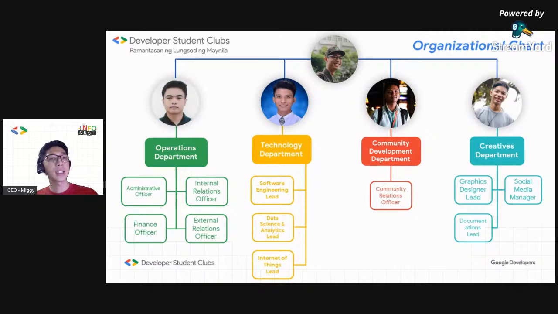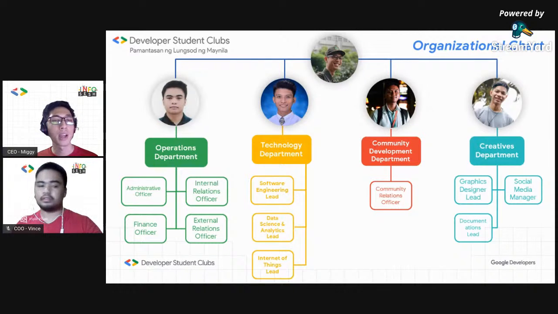And of course, inside DSC, there are different departments that you could join later on. These departments have their own specific work and workings in our organization. So we would have our officers discuss each of the departments for you to understand how they operate. Basically, the four of them are technically the officers for their own respective departments. So I think maybe we could start with the operations department, to be discussed by our COO, Vince. So Vince, take it away.